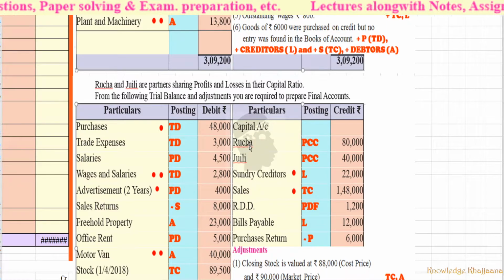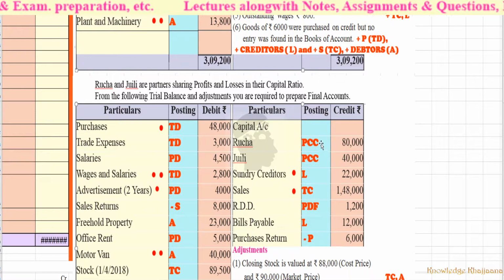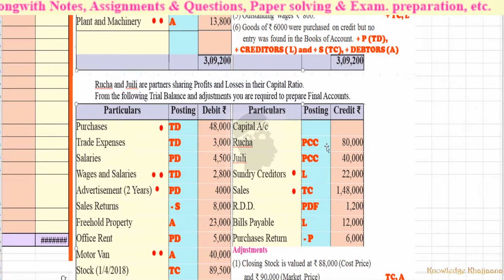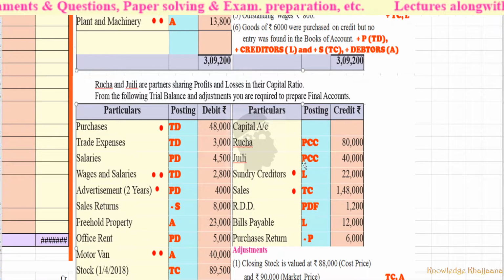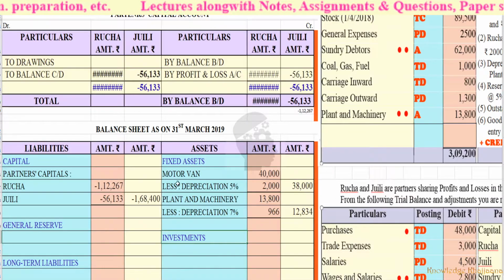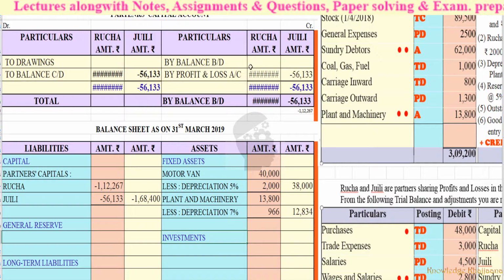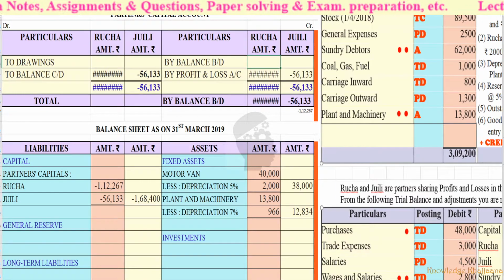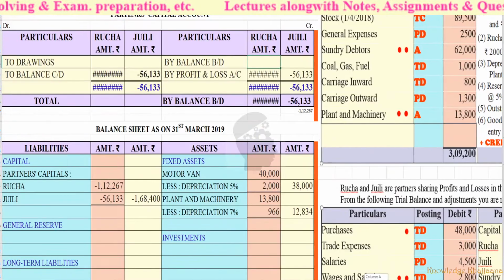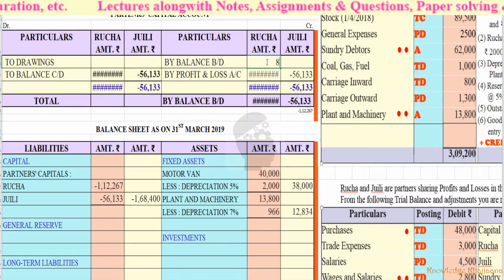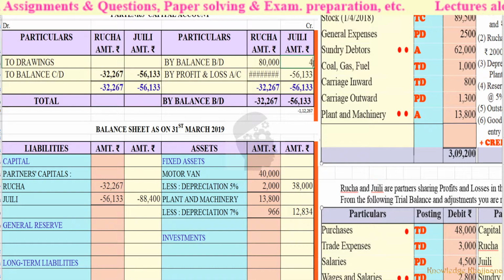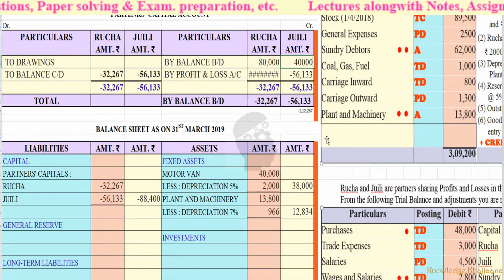Okay, the partners' capital account for Rucha and Jewelry has a credit balance, because capital always has a credit balance: 80,000 and 40,000 respectively. So let's move to the partners' capital account. By balance brought down, for Rucha it is 80,000 and for Jewelry it is 40,000. Okay.